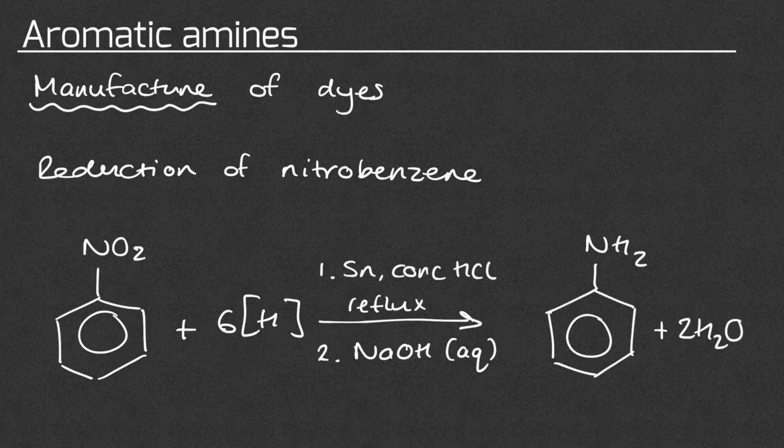So you need to make sure for this equation that you include 6 equivalents of your reducing agent, use tin and concentrated hydrochloric acid in reflux conditions, then in a separate step use sodium hydroxide. This will produce your aromatic amine with 2 molecules of water as a byproduct.